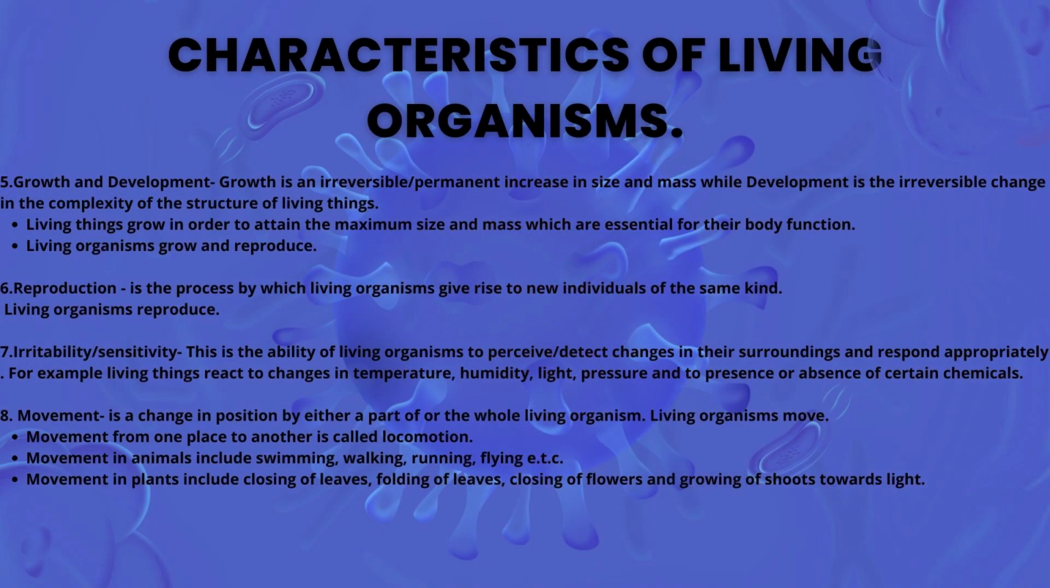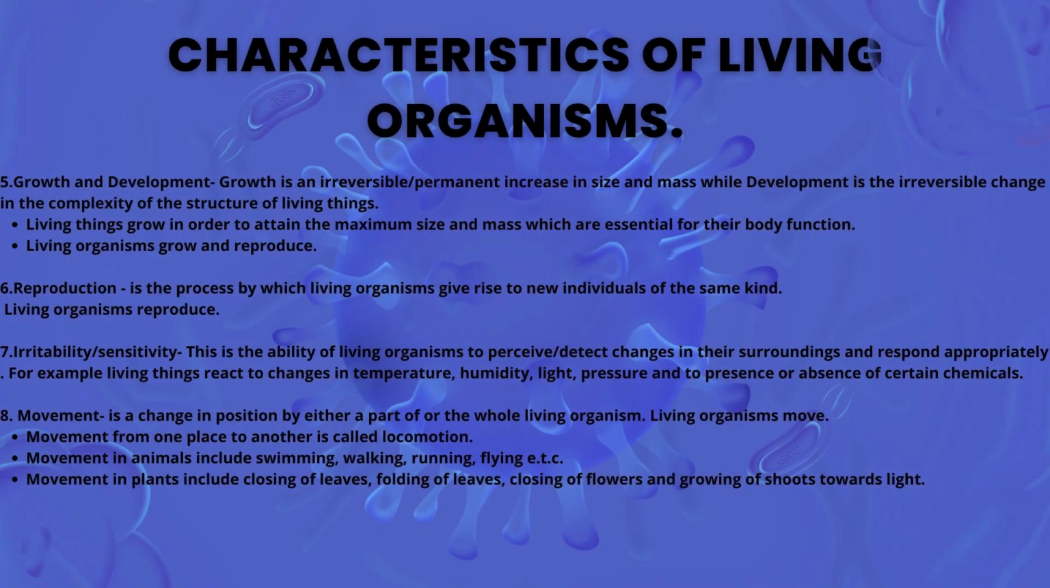Our fourth characteristic is reproduction. Reproduction is a process by which living organisms give rise to young ones, in a way that we are able to multiply. There are more organisms produced through reproduction. Its importance is that it leads to procreation, whereby we continue producing more organisms of the same kind.